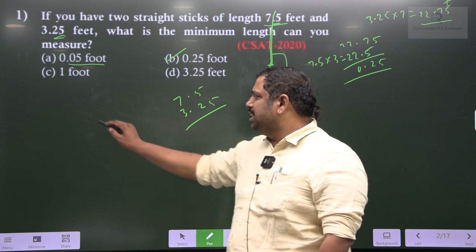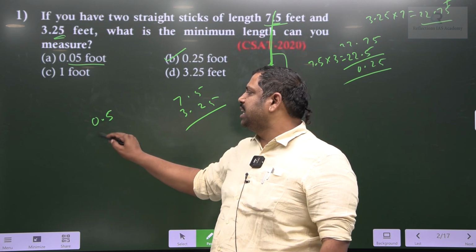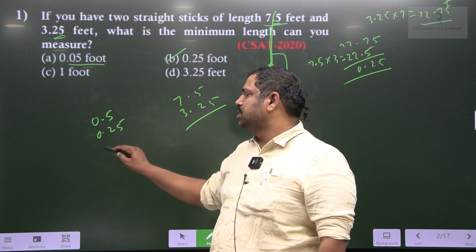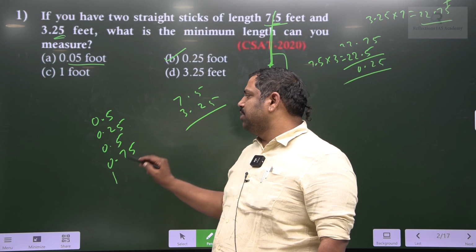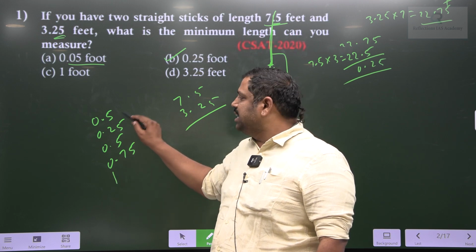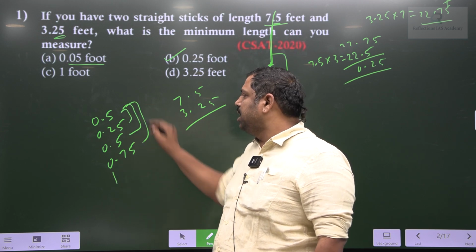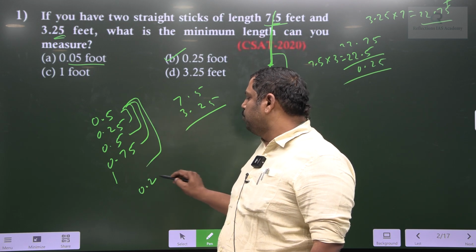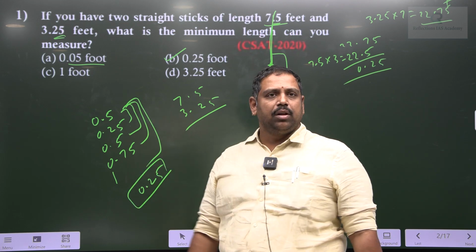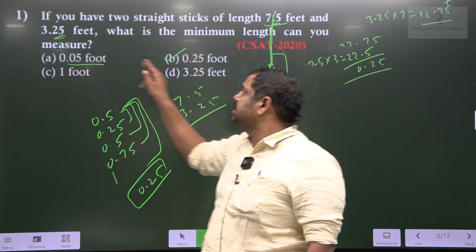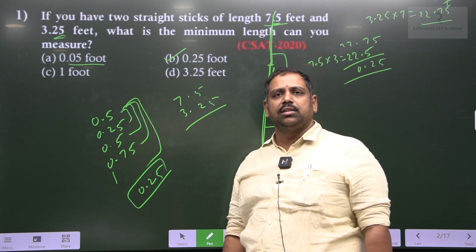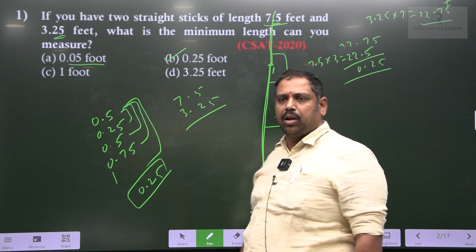So that means that whether you take 0.5 in conjunction with 0.25, the decimals 0.5, 0.75 or 1 anywhere, you will get the difference which is nothing but 0.25 or its multiples only. That is the reason getting this is not a possibility. So definitely the answer is B, 0.25 foot is the answer. Am I clear?